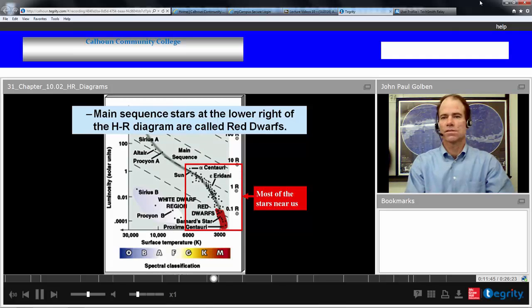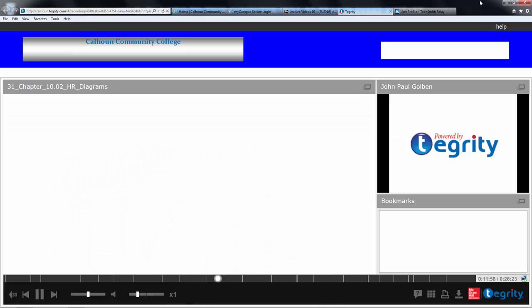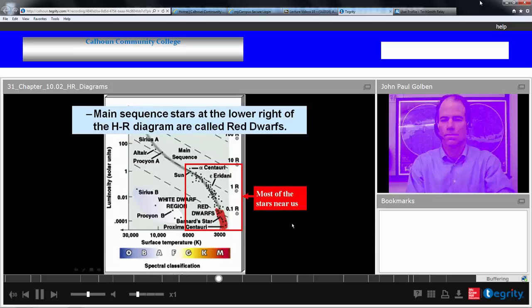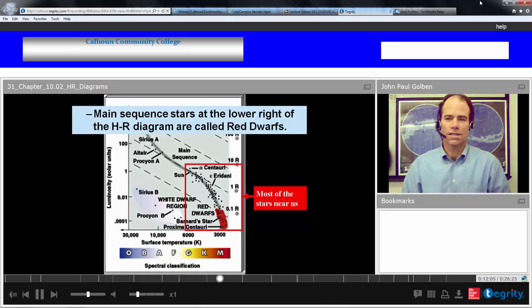Main sequence stars in the lower right are called red dwarfs, and actually most of the stars in the sky are red dwarfs. Now, you can't visually see them because they are below the visual range to be seen. But indeed, most of the stars out there are red dwarfs, and you can't see them. They're below the visual range. You might be able to see them if you could see in the infrared.